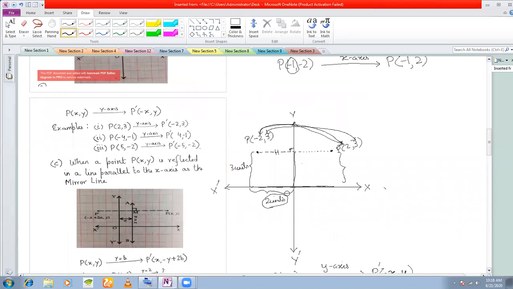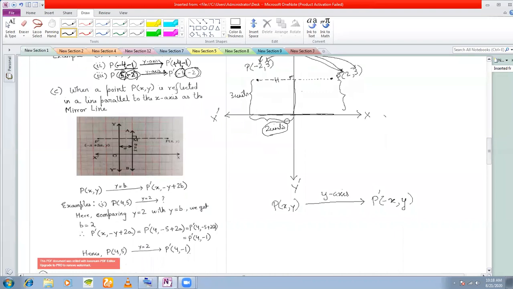So here I've given certain examples. (-4, -1), when reflected in the y-axis, is transformed: the sign of -4 changes to +4, and -1 remains as it is. Similarly for P(5, -2), reflecting in the y-axis, the sign of this 5 changes to -5, and this -2 remains as it is. Okay, so let's move on to the next one.